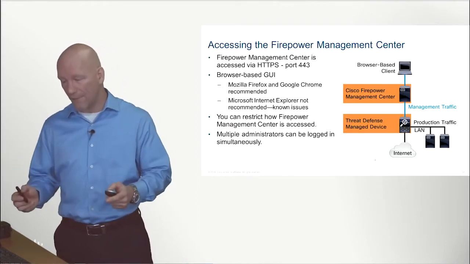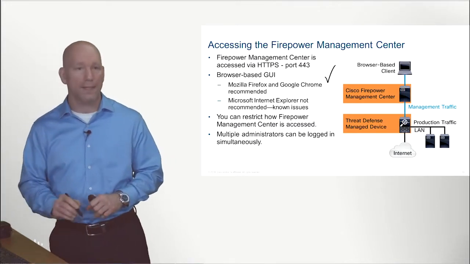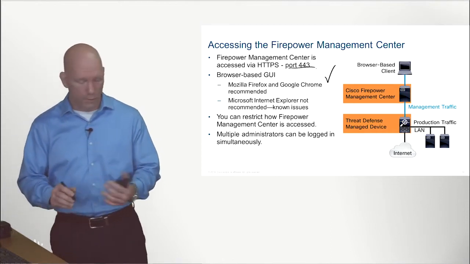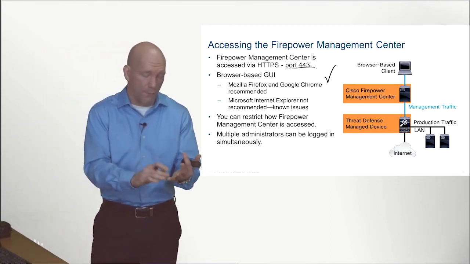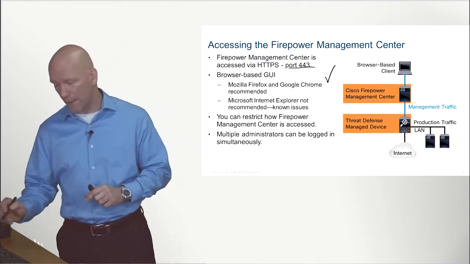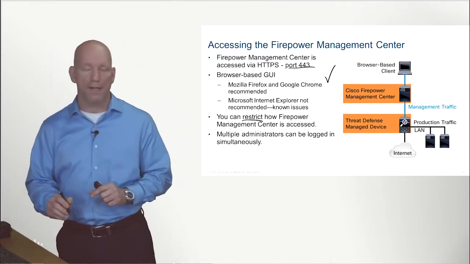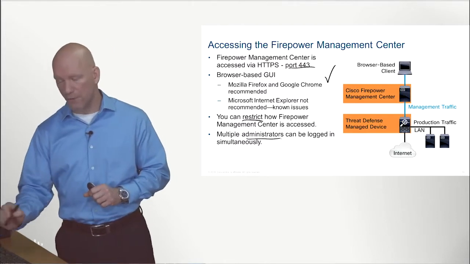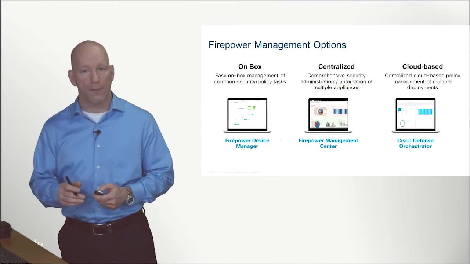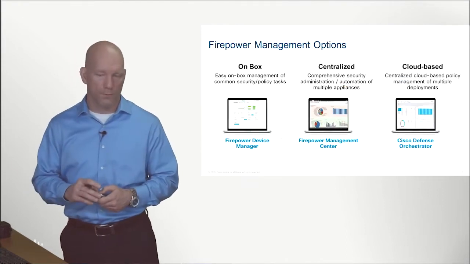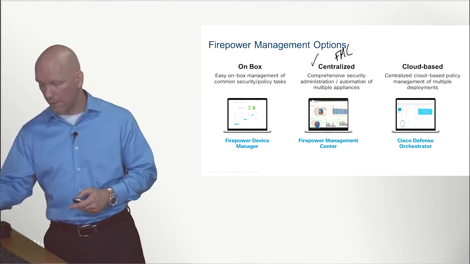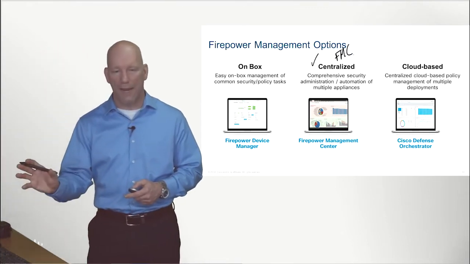As far as the connectivity, I'm going to keep this real simple. It's any standard browser. It's again happening over TCP 443. So I happen to be a Chrome fan, but Chrome, Firefox, IE. You also have the ability to restrict from a management perspective which administrators are able to access which areas of the Firepower Management Center, kind of a delegation of roles. Now, please understand, everything we've been talking about with the Firepower Management Center has really fallen into the centralized category.